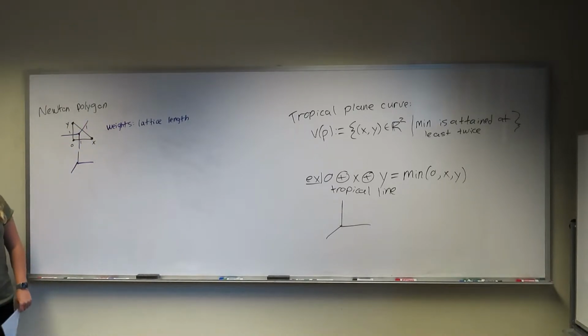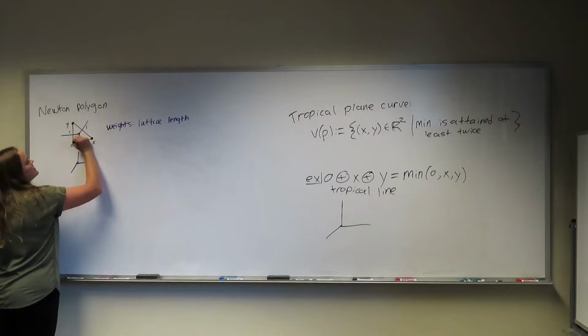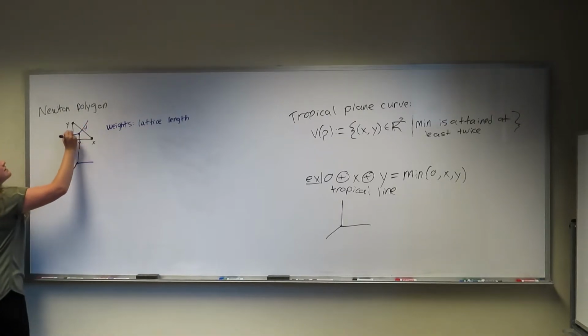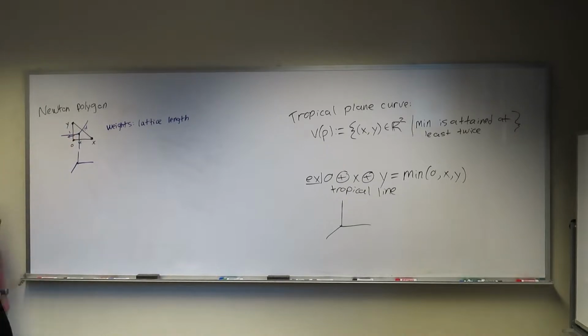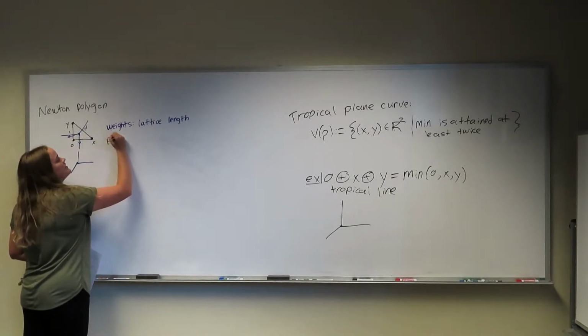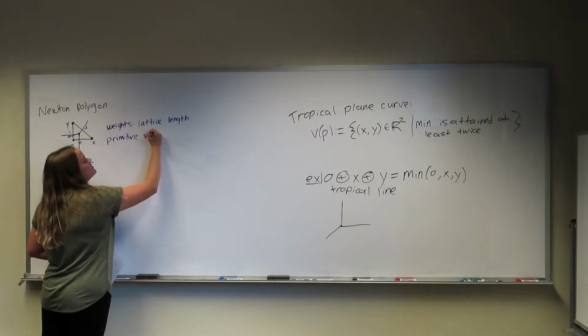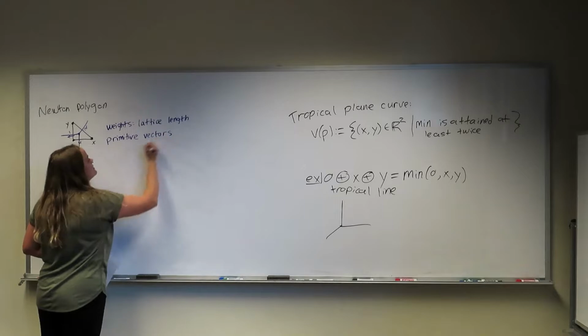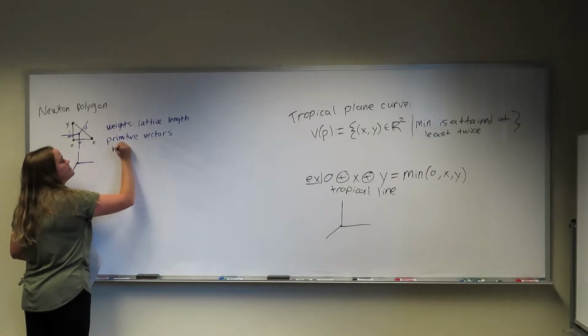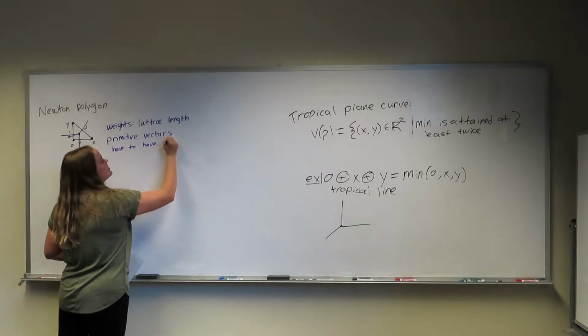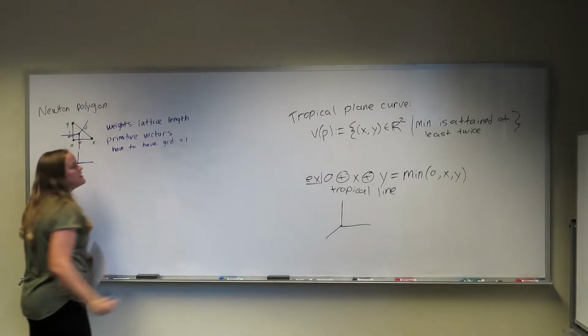The primitive vectors are vectors perpendicular to the Newton polygon outward, and the primitive vectors have to have GCD of the coordinates equal to 1.